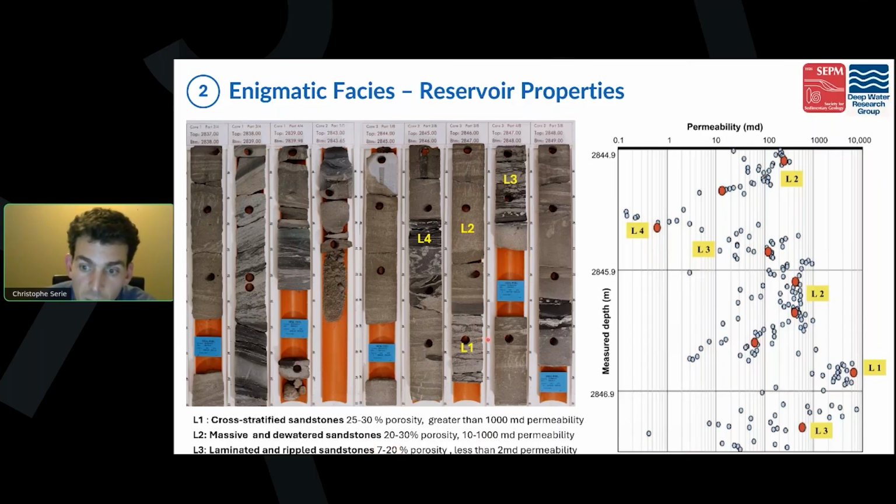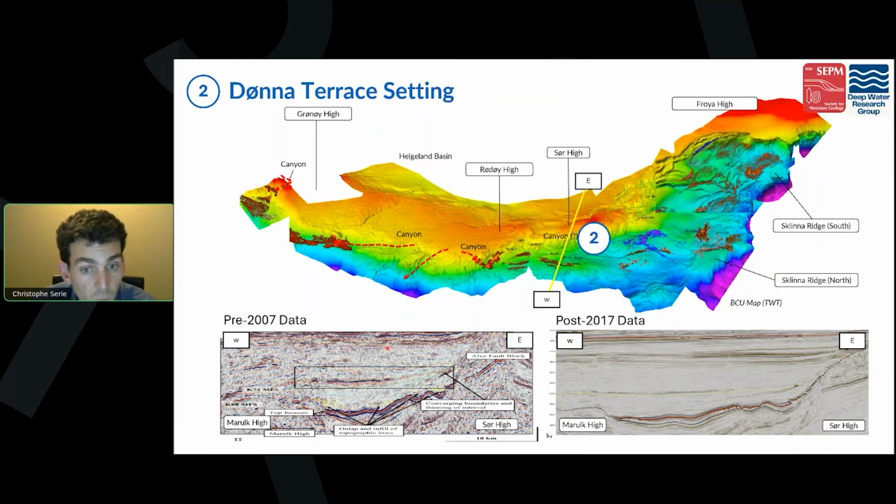So how can we actually predict and link what we see in the core with what we see in the seismic? When it comes to seismic, there's been a lot of improvement in the Norwegian Sea. If you look at data before 2007 compared to data after 2017, you start to see a lot more definition in the Cretaceous. And then you start to see the field here with the pinch out here, and then you see those little blips of amplitude appear.